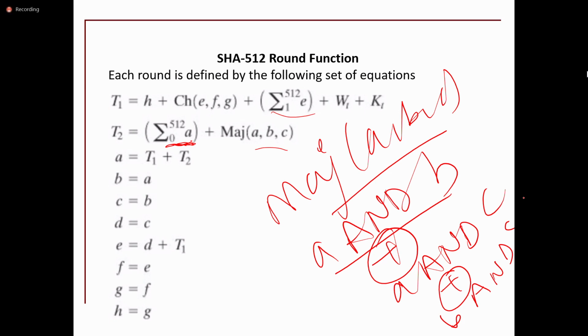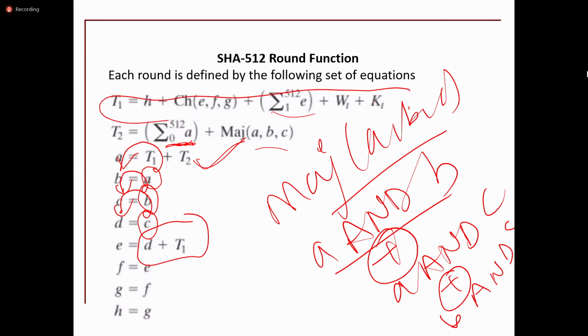So this is the round function, and again buffer values will be replaced. So A value will be T1 plus T2, the sum of T1 and T2 will be stored in A. Whatever A is there will be stored in B. B will be stored in C. C will be stored in D. And E is nothing but D plus T1.